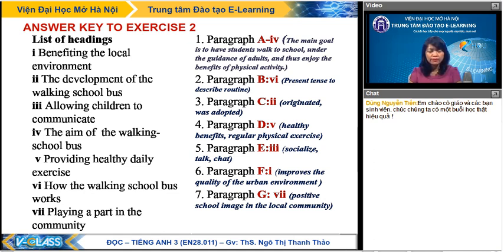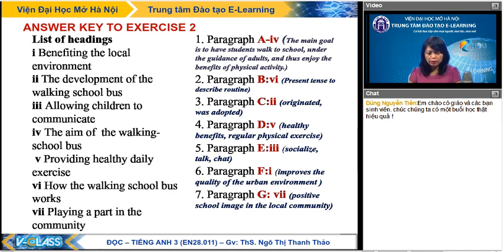What about paragraph F? The answer is 1. Why? This one improves the quality of the urban environment. So you see that it is another benefit of the walking school bus. It is the benefit to the local environment. Yes, it is a very, very important one. You see that our environment now is seriously polluted. Alright, so I wonder whether the walking school bus can be available in Vietnam or not. So yes, it is a very good sign, or good news for our environment. We can reduce the level of pollution in Vietnam.